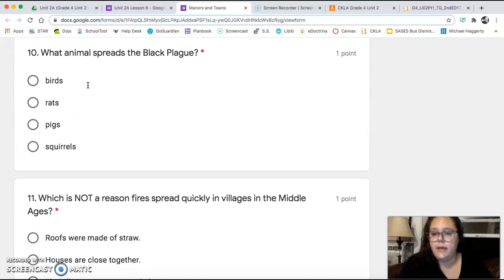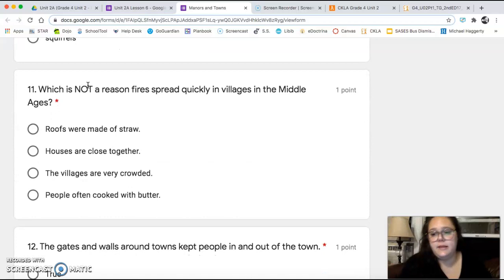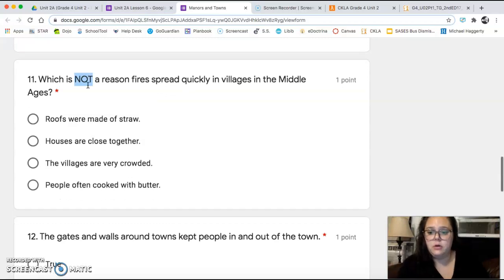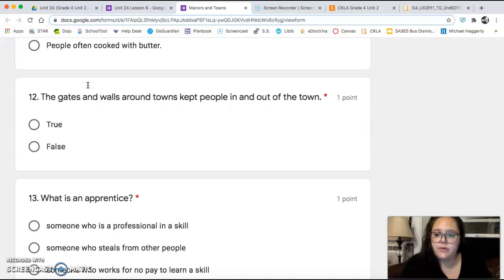Number 10, what animal spreads the Black Plague? Number 11, which is not a reason fires spread quickly in villages in the Middle Ages. So what is not a reason that fires were very quickly spread? Number 12, the gates and walls around towns kept people in and out of the town.